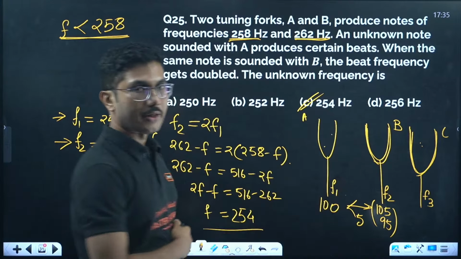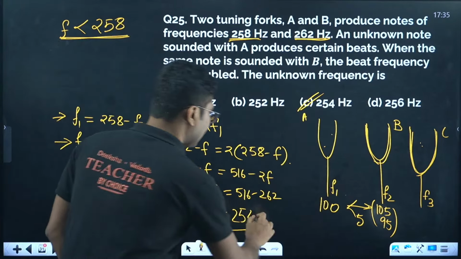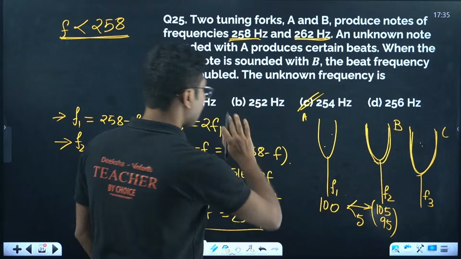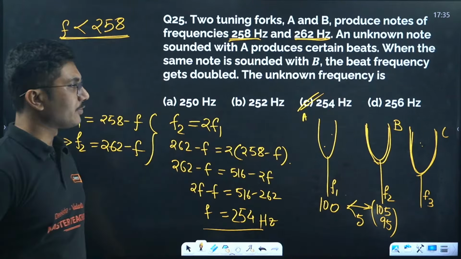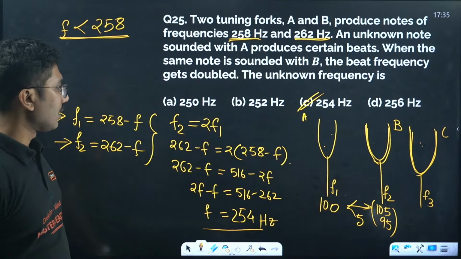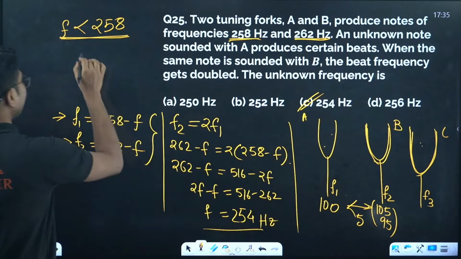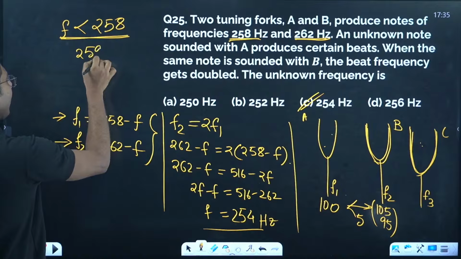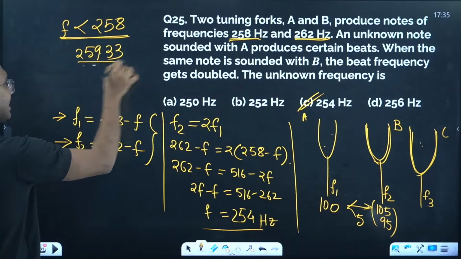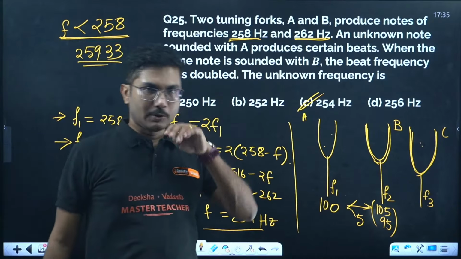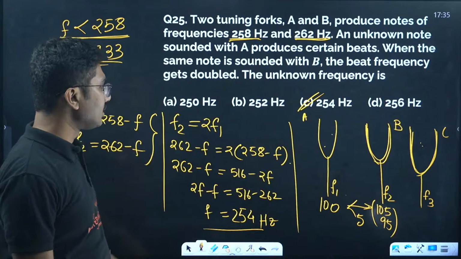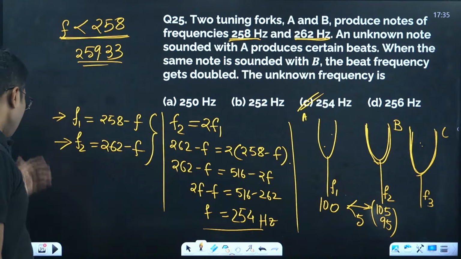254 is the answer. Now if you take a different value, we will get a different answer, but that answer is not part of this particular question, so we are not discussing that. Another one will be 259.33, if I remember correctly, which will give the same answer if you solve it. But that is not included in this question, so we will ignore that.